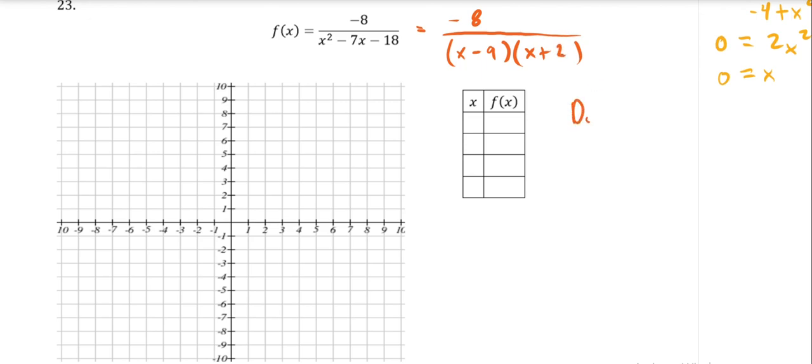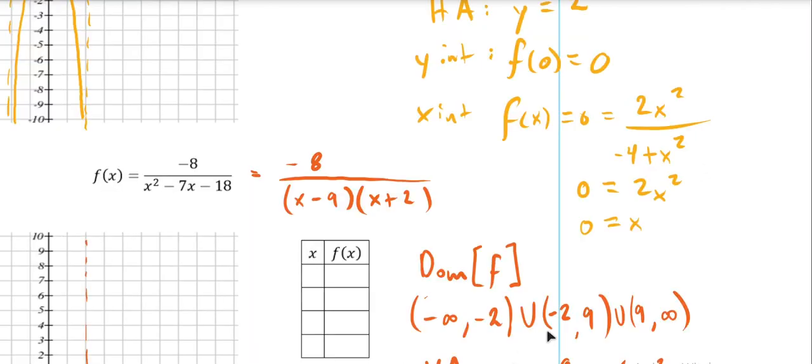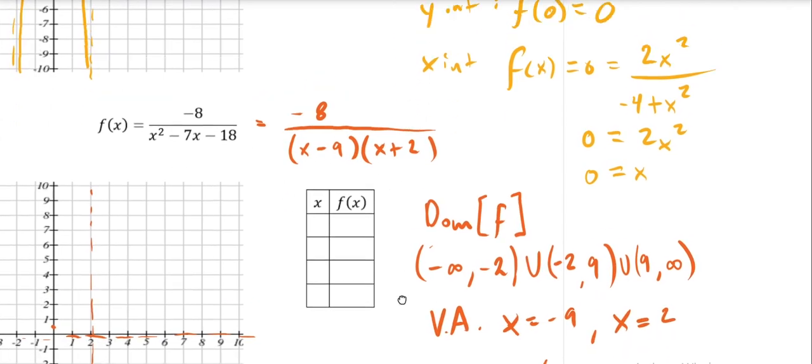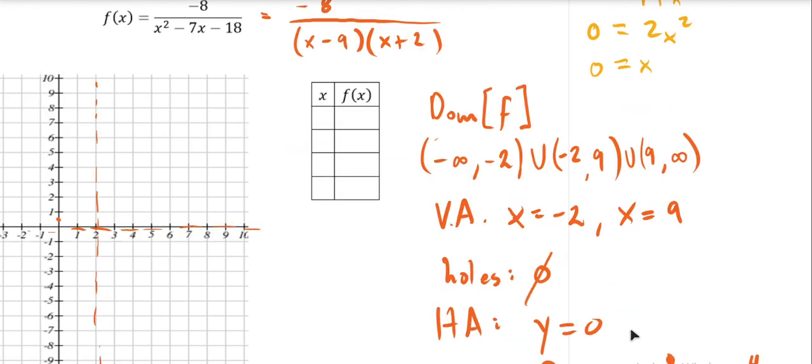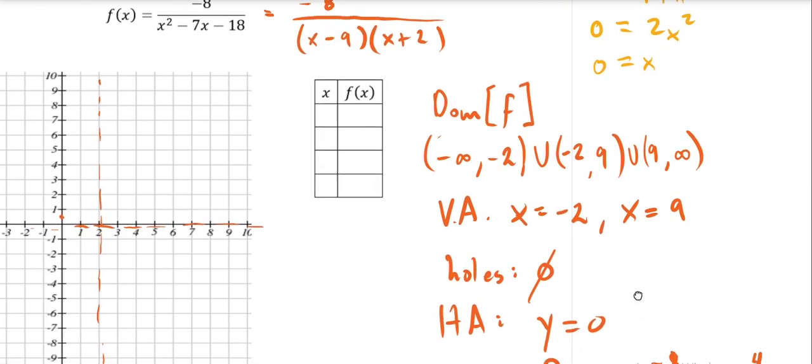And this tells us that our domain must exclude the two values which would zero this out. This means that we're going to have to remove the points minus 2 and 9 from our domain so that we avoid putting zeros in the denominator. And that'll give us vertical asymptotes at negative 2 and 9. There are no holes because there's no cancellation. We note that the degree of the denominator is larger than the degree of the numerator, so we have a horizontal asymptote at y equals 0.